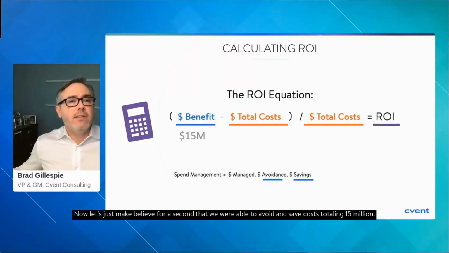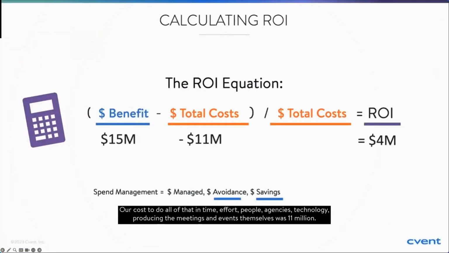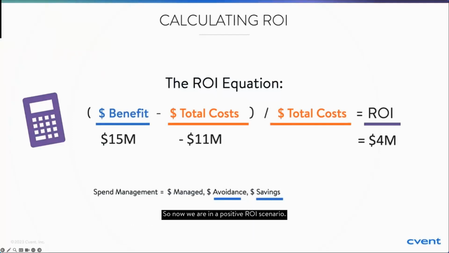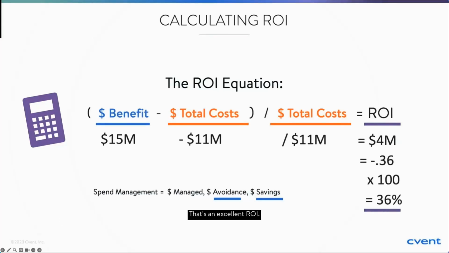Now let's just make believe for a second that we were able to avoid and save costs totaling $15 million. Our cost to do all of that in time, effort, people, agencies, technology, producing the meetings and events themselves was $11 million. So now we are in a positive ROI scenario. So using our formula, we take the benefit value minus the cost, and we have an ROI of $4 million divided by that total cost, and we're at 0.36 times 100 to represent it as a fraction. So 36% ROI in this scenario. That's an excellent ROI.